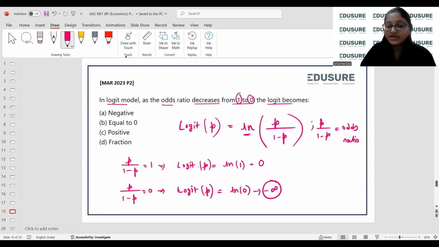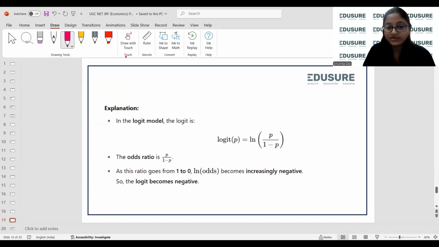So what will happen to the Logit? Logit will also go to minus infinity. Logit goes to minus infinity, which means Logit becomes negative. It will not be equal to 0. It will not be positive. It will not be a fraction. So A will be the right answer for this question. So here, see, I have given you the same thing. You can take a look at this, or I'll share this PPT in your Telegram group.